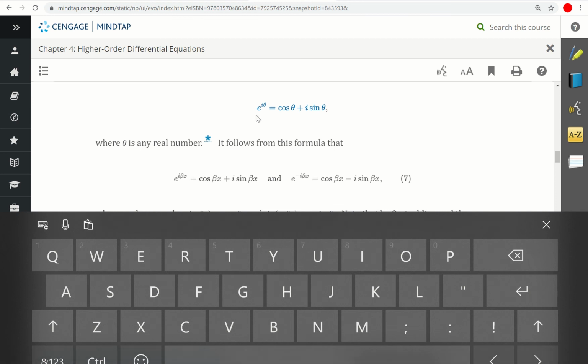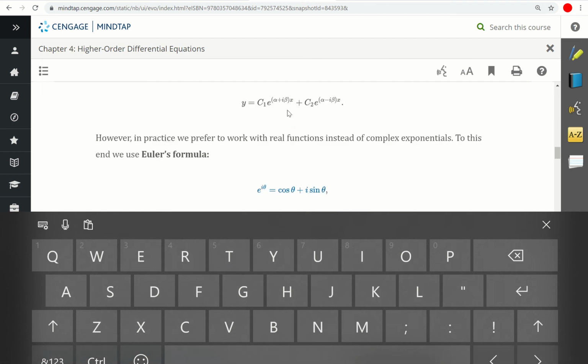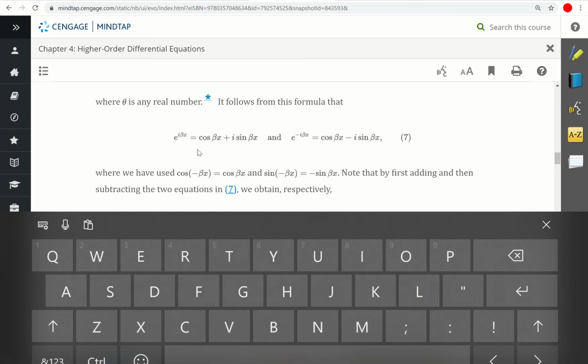Anyway, if you recall Euler's formula, e to the i theta, so e raised to some real number multiple of a complex number i, is cosine theta plus i sine theta. If we use that, we can then break apart these solutions and write them in a much more convenient fashion. Also recall that whenever you have the complex conjugate part, recall the even and odd identities for sine and cosine. Cosine is an even function, so the cosine of negative beta times x is going to be the same thing as the cosine of positive beta x.